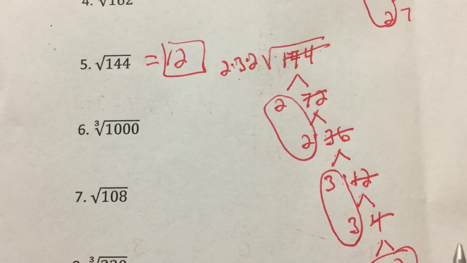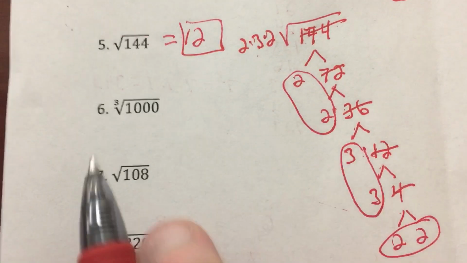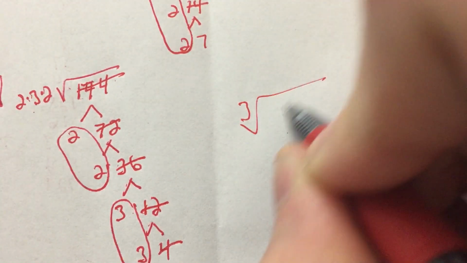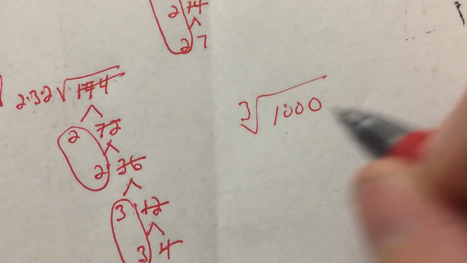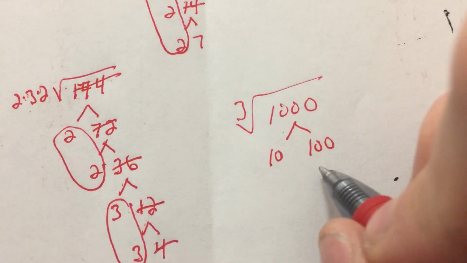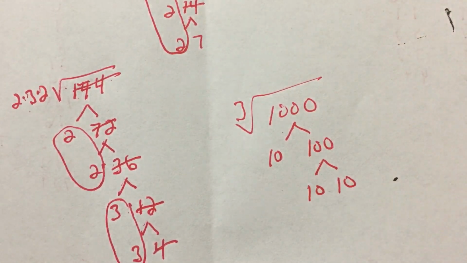The cube root of 1,000, right? Looking for groups of 3. This is also a perfect cube, if you don't know that. But if we come over here and break it down, you'll see that. What can make 1,000? 10 times 100 is 1,000. And 100 is 10 times 10.